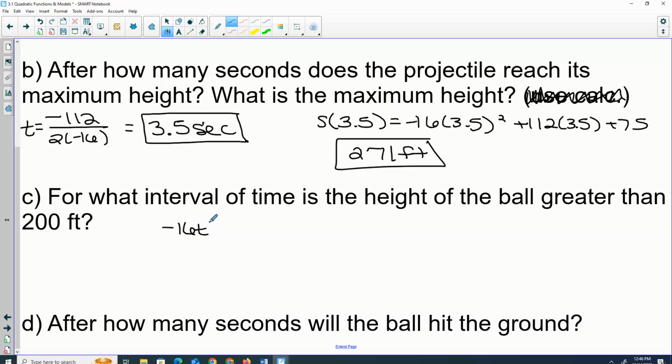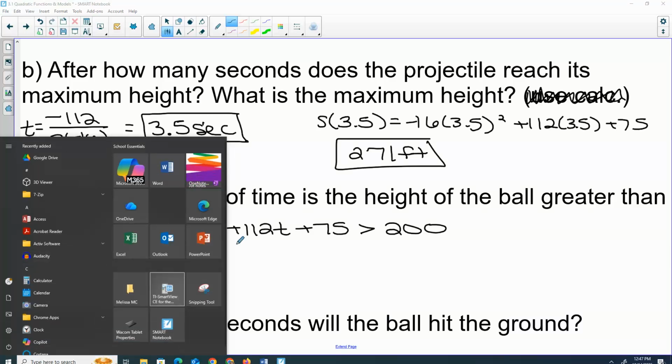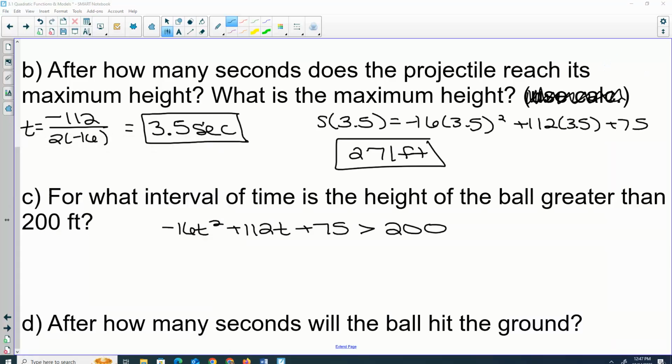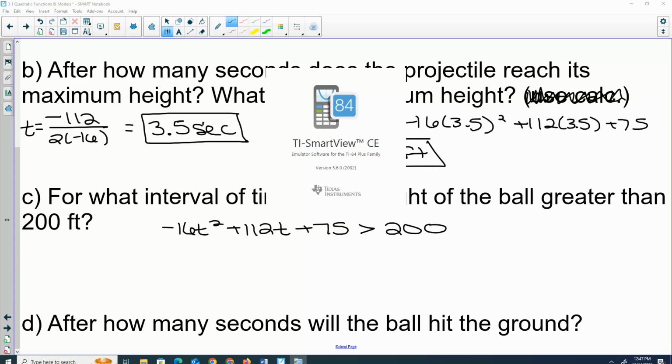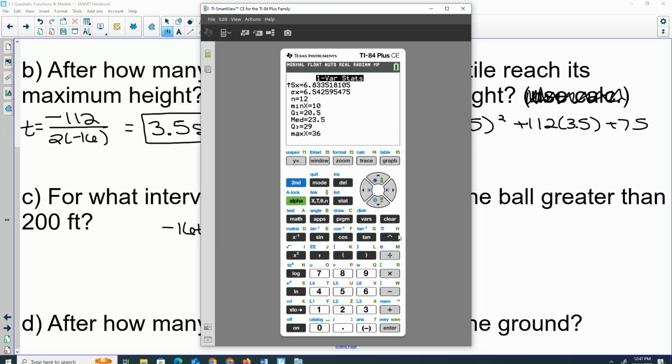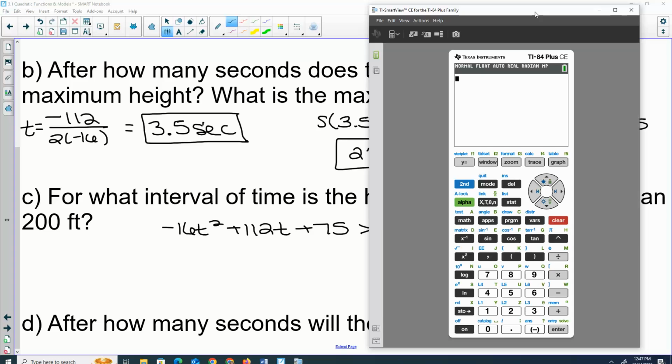So I'm trying to find my time. This is my equation. And I want to know when that is greater than 200. Now, we could work through and solve that. We would have to bring over the 200, factor, and make a sign line. So we could, but I wanted to show you how to use your calculator on this. So grab a graphing calculator if you don't have one.